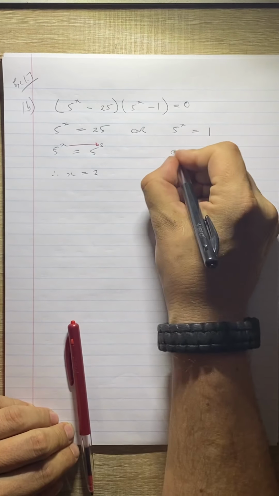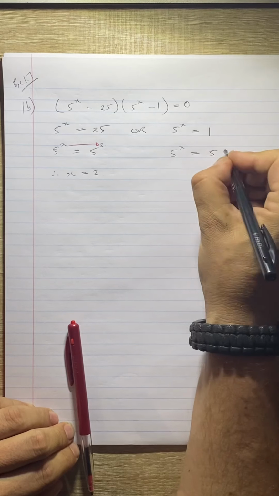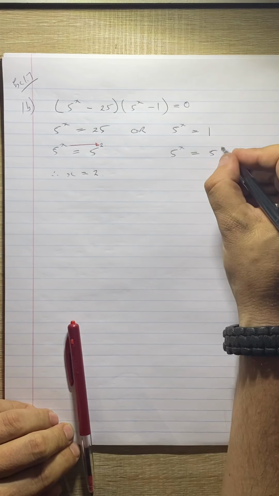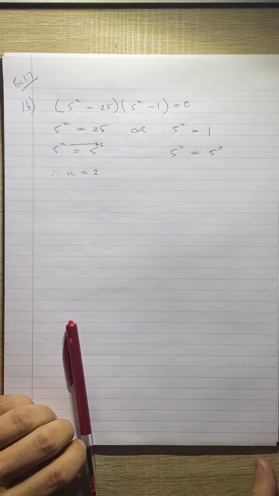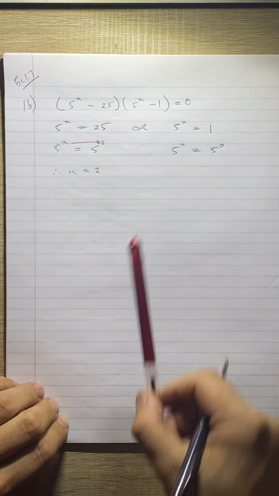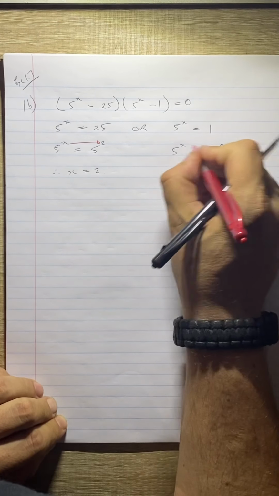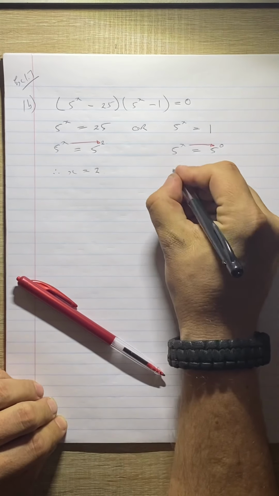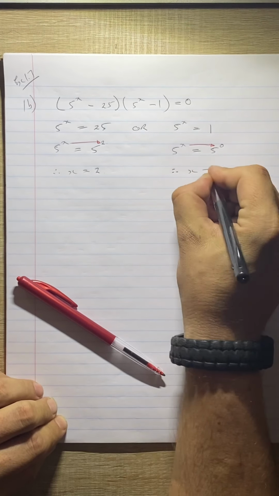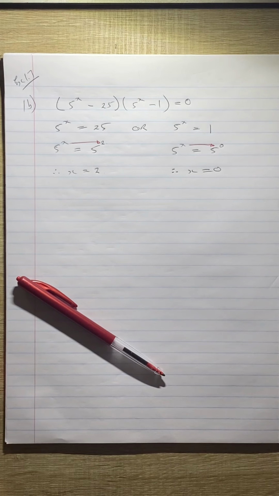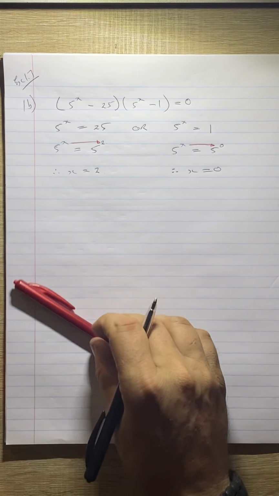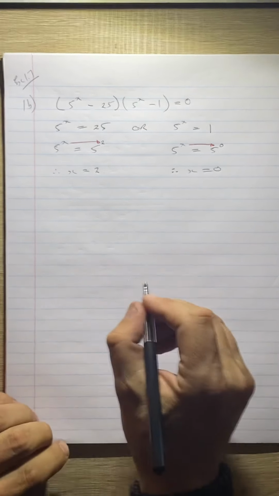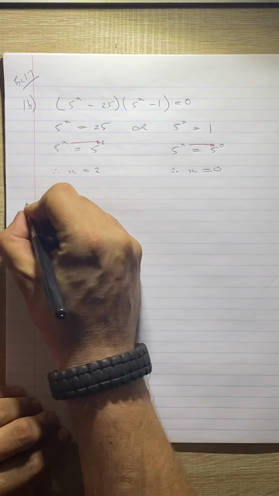Then for this one, 5 to the x is equal to 5 to the power of something gives us 1, and that must be 0. Remember, anything to the power of 0 is 1. Now that the bases are the same, we can equate the exponents. Therefore, x is equal to 0. Okay, the next one you've chosen is 1g.